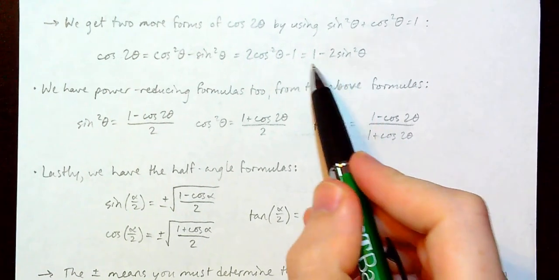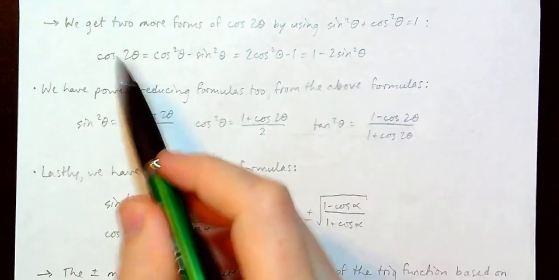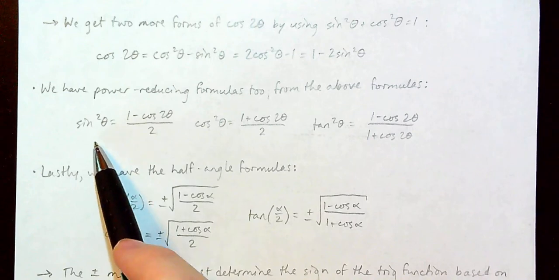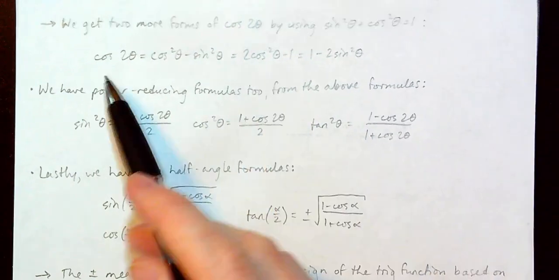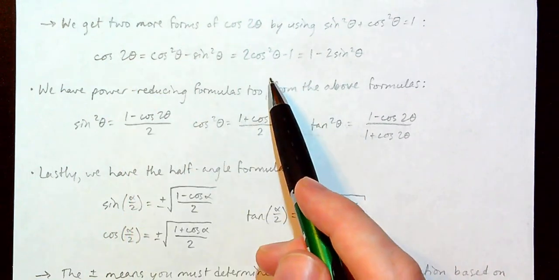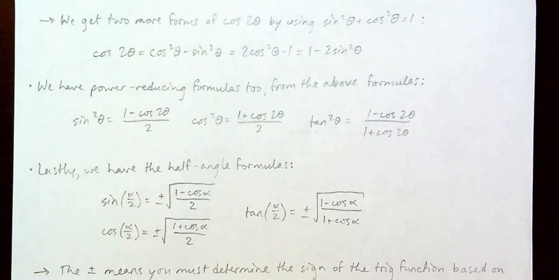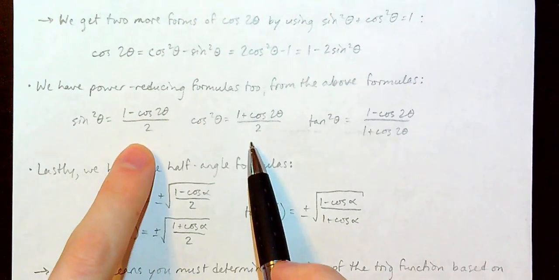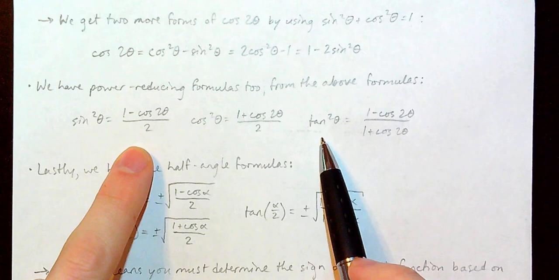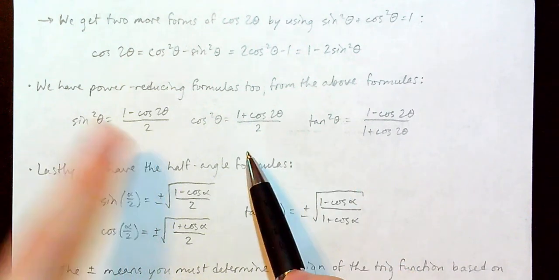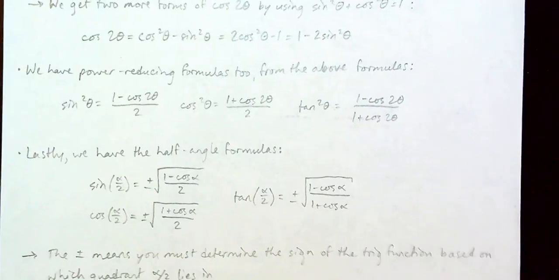If you take this quantity here and set it equal to that, you come up with your sine squared theta. If you take this quantity, set it equal to this, you can solve for your cosine squared theta. And then if you take the quotient of these two, you get this one here, because tan squared is sine squared over cosine squared. So that's how we arrive at that.